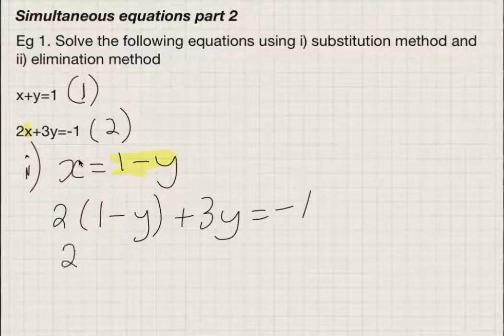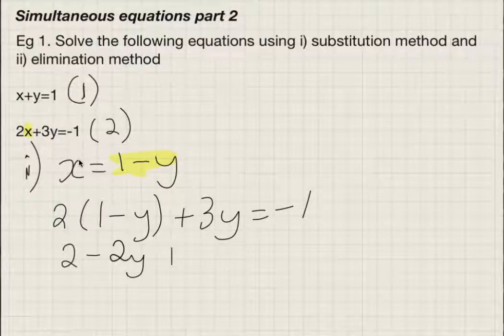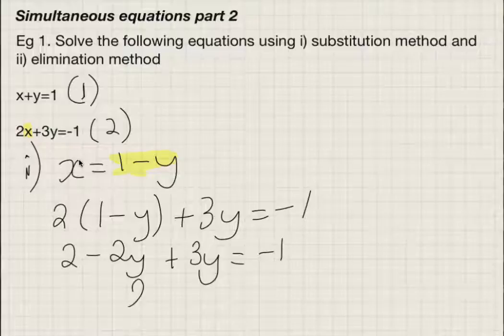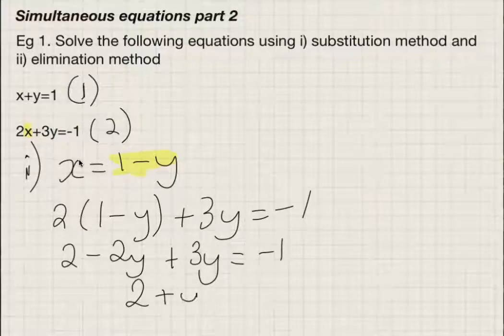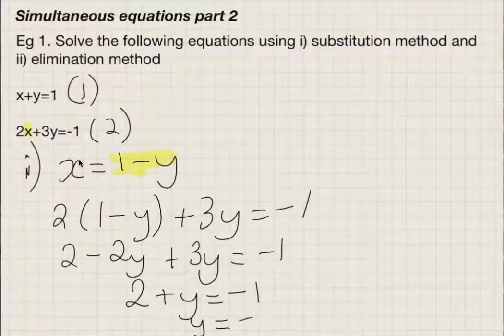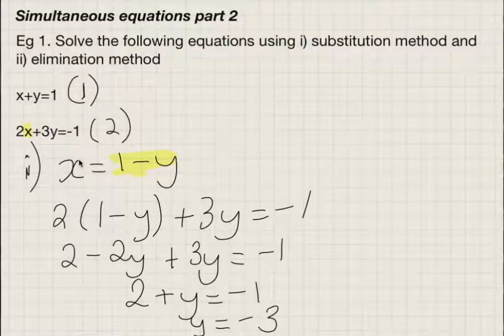Expanding the brackets, 2 minus 2y plus 3y equals minus 1. Now this becomes 2 plus y equals minus 1. And lastly, y would be equal to minus 3 because you minus the 2 over. So therefore, y equals minus 3.